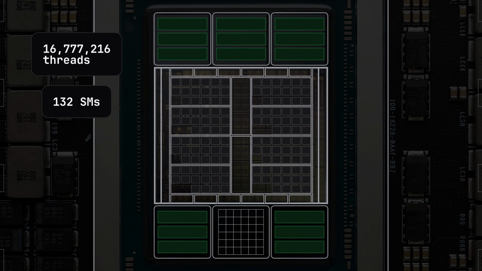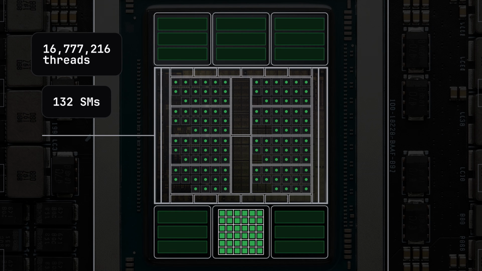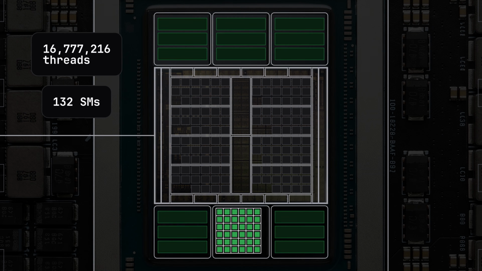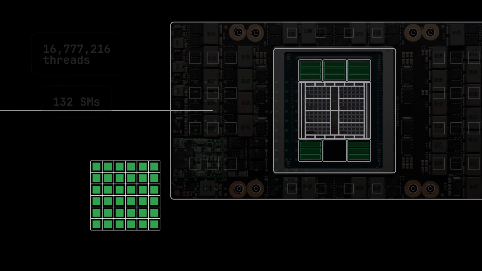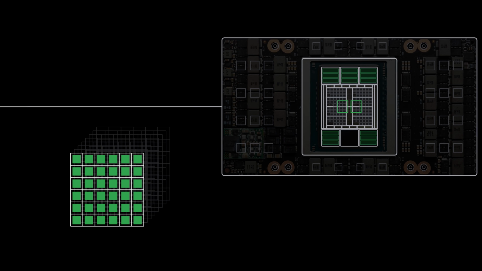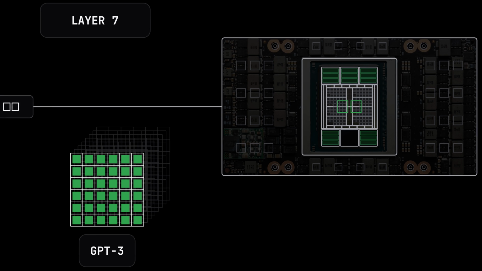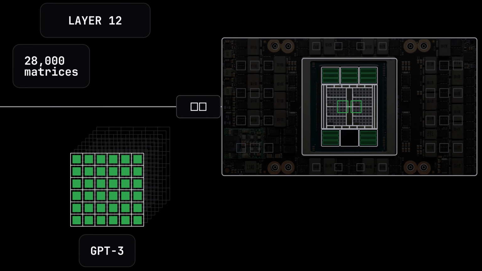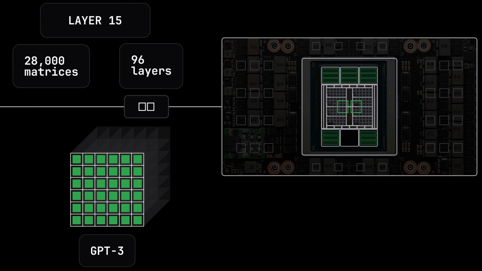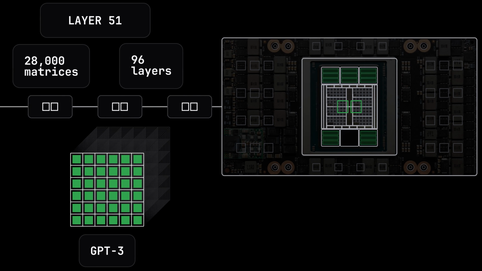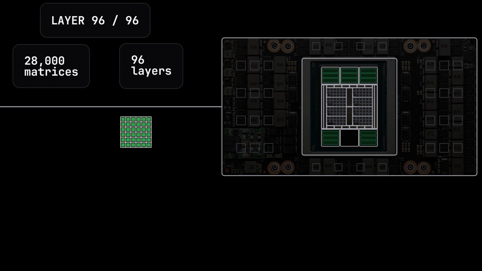Now all of the other 16.7 million threads running across 132 multiprocessors at the same time perform the same operation, and the resulting matrix is built in memory. This matrix is not sent back to the host yet, because it's only the result of one layer of this neural network. The host launches the next kernel, and the same thing happens one layer after another. For example, in the case of GPT-3, it has about 28,000 of these matrices stacked into 96 layers. So we need to do 96 rounds of this calculation before there is an answer.